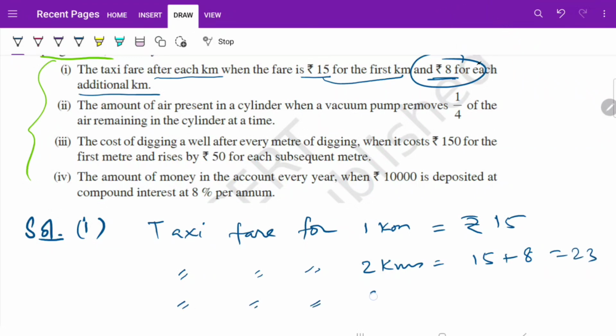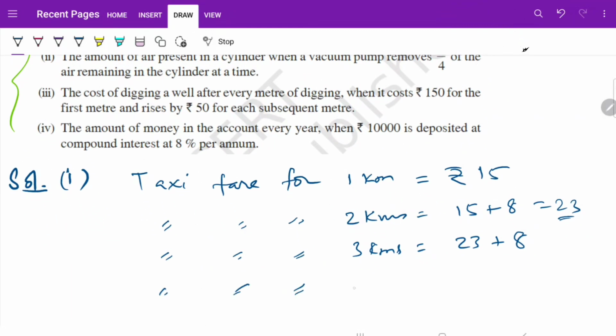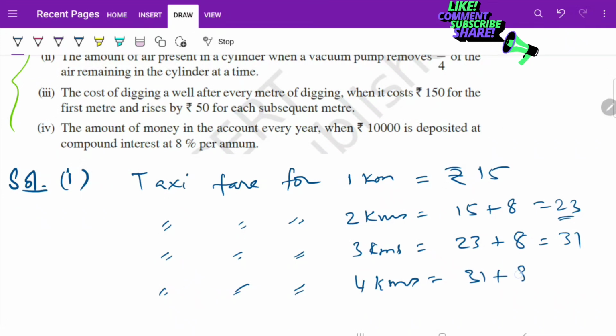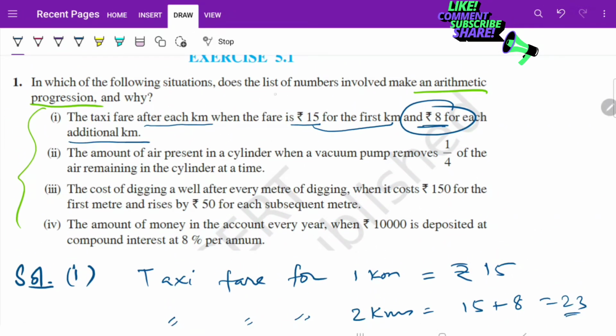Similarly, we can write for 3 kilometers. What we can write? 23 plus 8, or you can write 15 plus 8 plus 8. That way also we can write. We can take 4 terms here. For the 4th kilometer, this is how much? 31, and we have here 31 plus 8, 39 rupees. Now if you see these terms, we have to find whether this forms an AP or not, an arithmetic progression or not. So we have to find, does the list of numbers involved make an arithmetic progression or not?